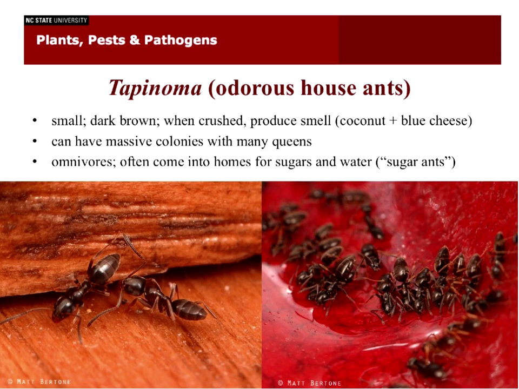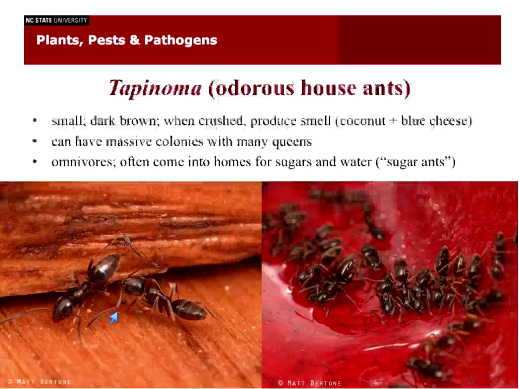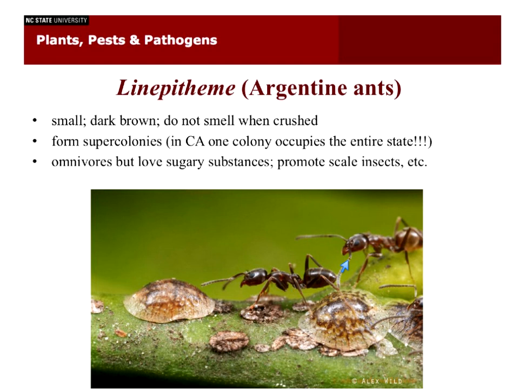Okay, another similar ant, very similar looking, is called the Argentine ant, Linepithema. These are, again, small, dark brown, but they do not smell when crushed. One of the other differences that's a little tough to tell unless you have a microscope, though, is that in the odorous house ants, the second antennal segment is much longer than the third. So you've got the first long one, the second one that's fairly long, and much longer than the third. In Argentine ants, it's hard to tell here, but the second segment is about the same length as the third. Otherwise, they don't smell, but look superficially similar.